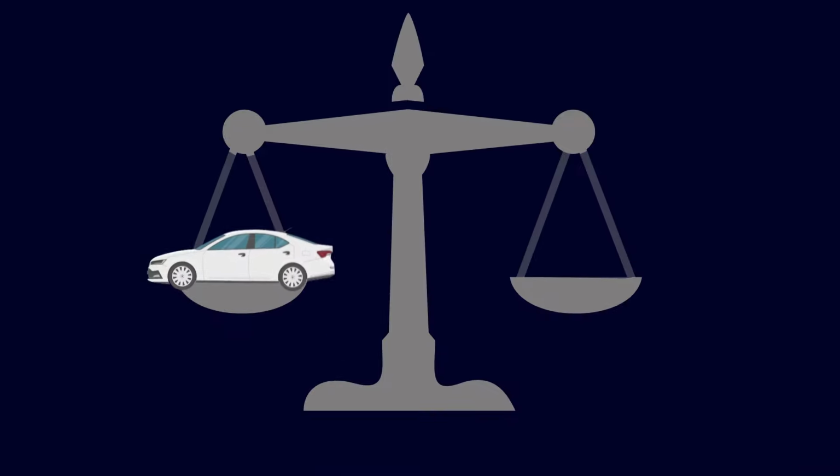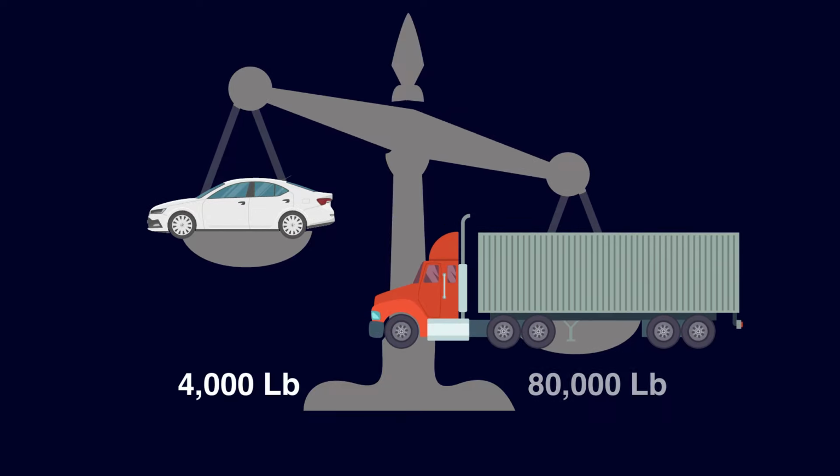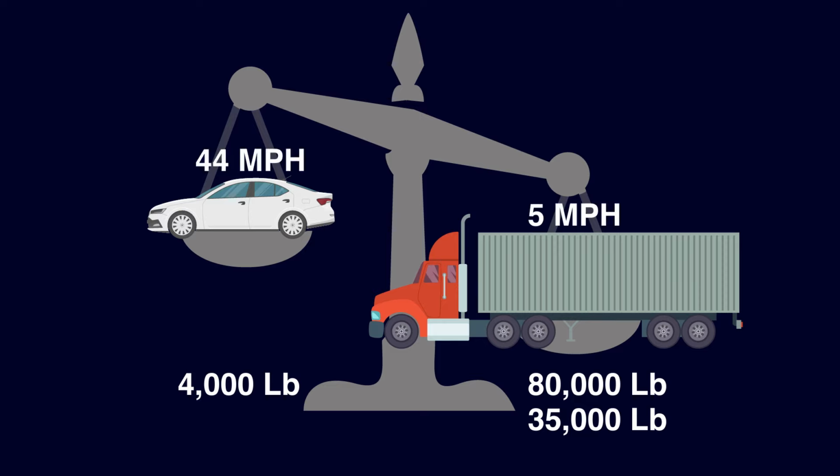For example, the average car weighs around 4,000 pounds, and the average commercial truck weighs up to 80,000 pounds when fully loaded and 35,000 pounds when empty. That means an empty truck moving at 5 miles an hour will have roughly the same momentum as a car traveling at 44 miles per hour.